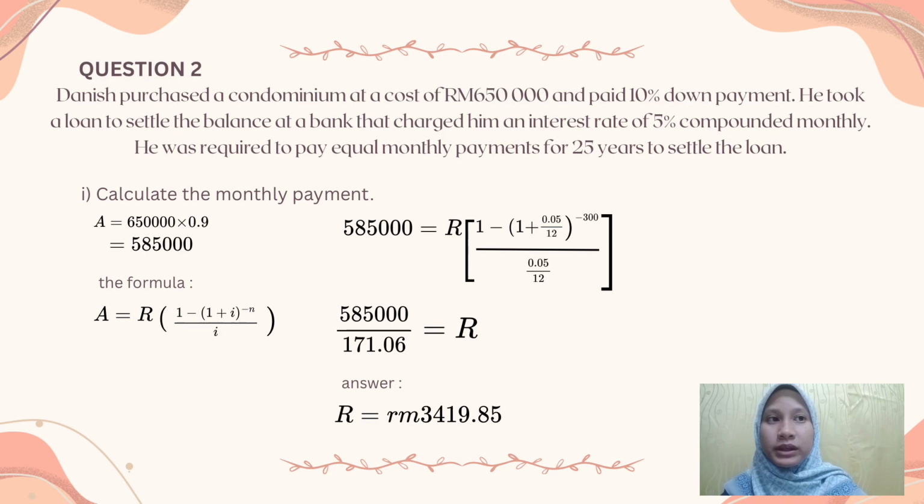Question 2, part 1, Robin. We need to calculate the monthly payment. Read the question carefully and understand the question. So we need to find out the amount of loan. The amount of loan is 585,000 after paying a 10% down payment. Next, we need to substitute all the values into the formula. Then divide the answer from the bracket solution by 585,000 to get the monthly payment. So the monthly payment is R. Our R is 3,419 ringgit and 85 cents as the monthly payment, and that's the answer.